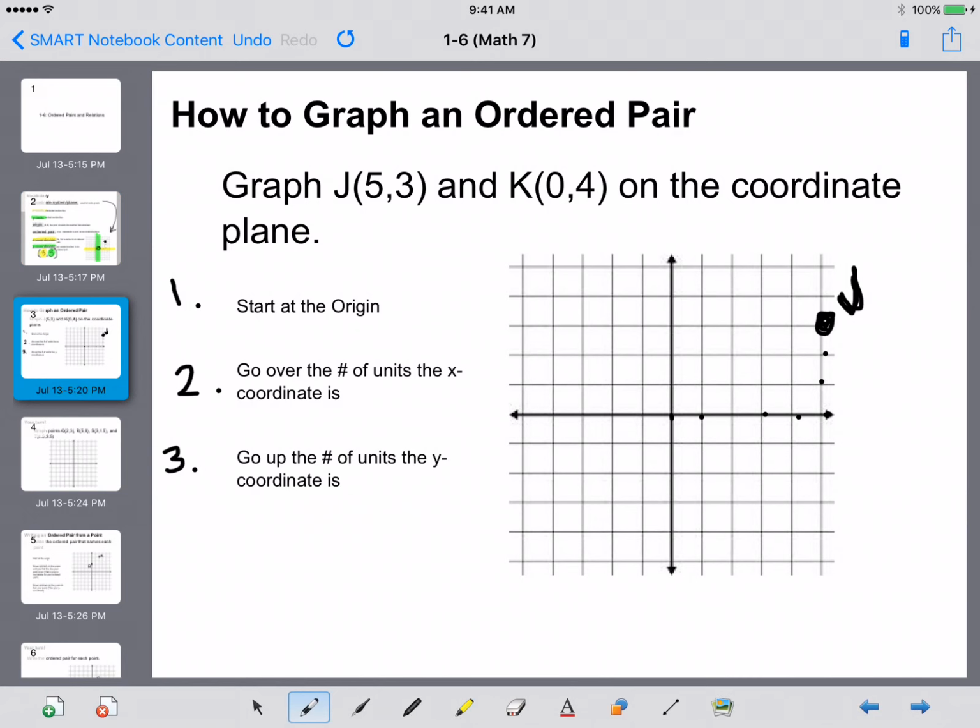K, we want 0, 4. So step 1, start at the origin. We want to go over 0, so I'm not going to move at all. Then to figure out where we are on the y, go up the number of units the y-coordinate is. So up 4. 1, 2, 3, 4. There's our point K. So if it says 0, you just don't move at all, whether it's in the x or the y. For the x you wouldn't move left or right, for the y you wouldn't move up or down. It would just stay on that number line.